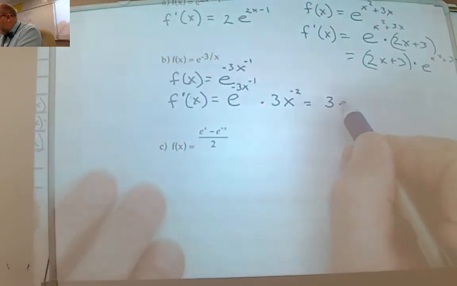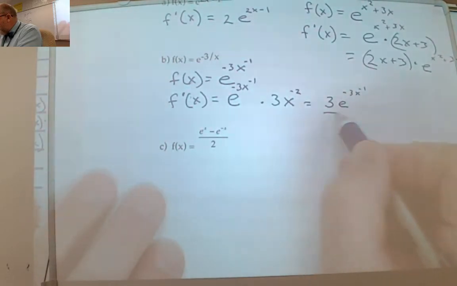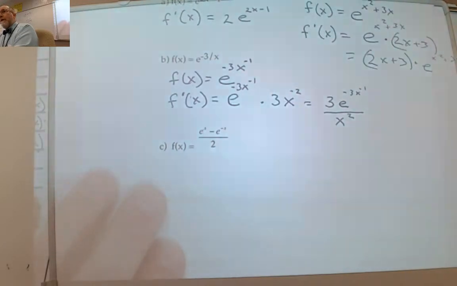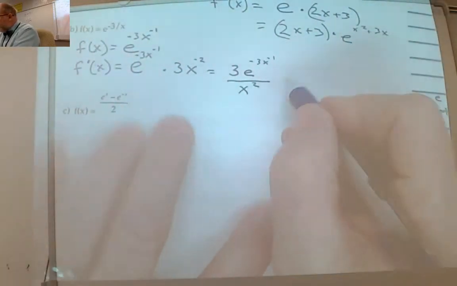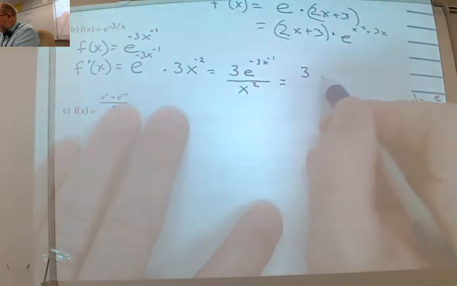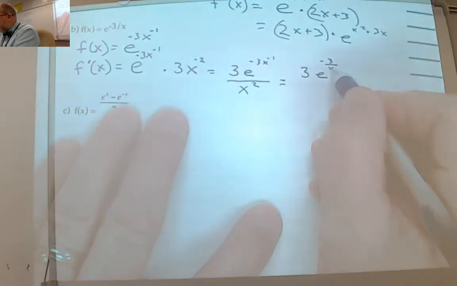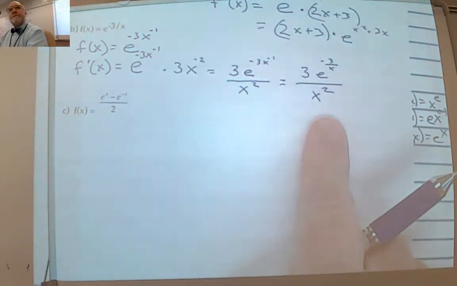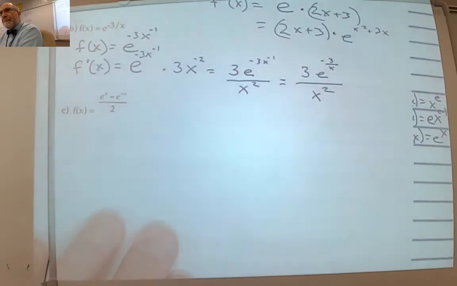So more than likely, you'll see it look like this in your homework. 3e to the negative 3x to the negative 1 power over x squared. Do you see where I get the x squared? Or you might see it like this. Where this is written in its original form. Okay?